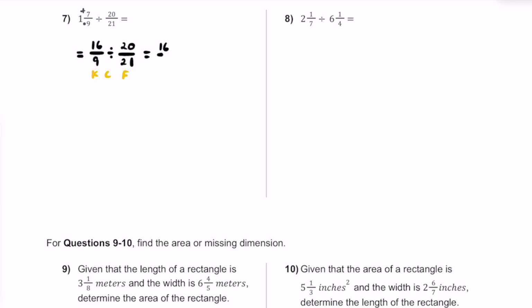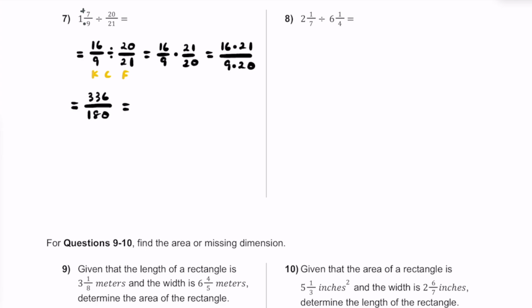So let's take the 16 over 9 and multiply this by 21 over 20, which as one fraction is going to be 16 times 21 on top and 9 times 20 on bottom. Okay, so let's see what this looks like. We have 16 multiplied by 21 on top. 16 times 21 is 336. That's going to be in the numerator. And on the bottom, 9 times 20 is going to be 180. That's going to be in the denominator.